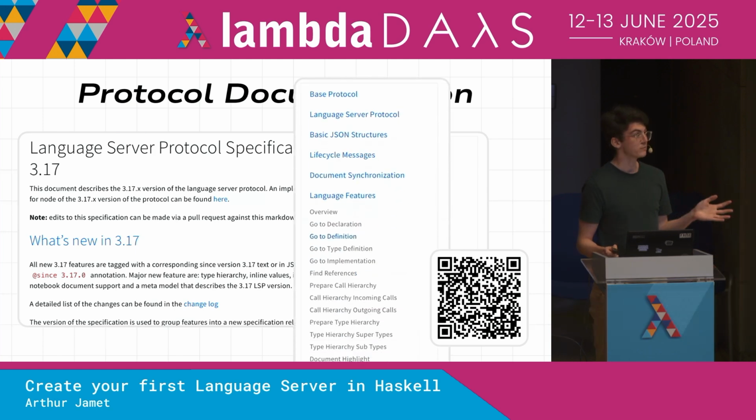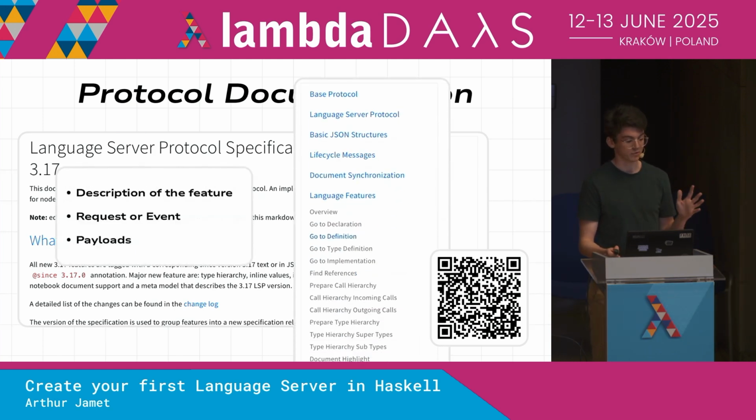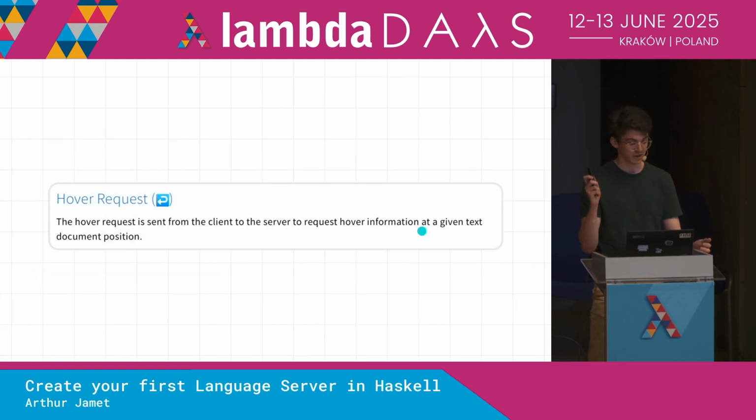It lists every single feature that's supported by the protocol, and for each one of them, the documentation provides a description of the feature, it tells whether it's a request or an event, and it provides documentation of all the payloads that are involved with any feature. For example, what happens when you put a mouse over a symbol in your IDE? Well, this is what happens.